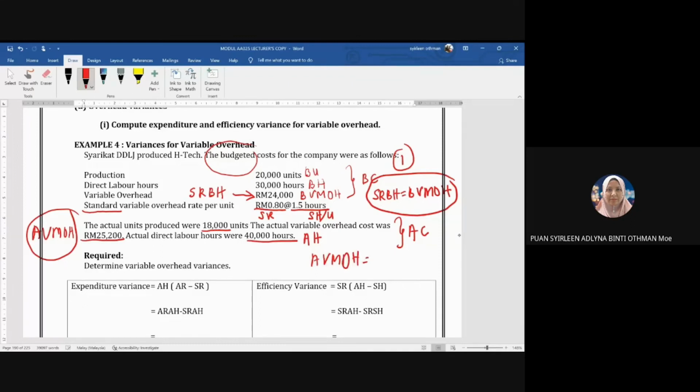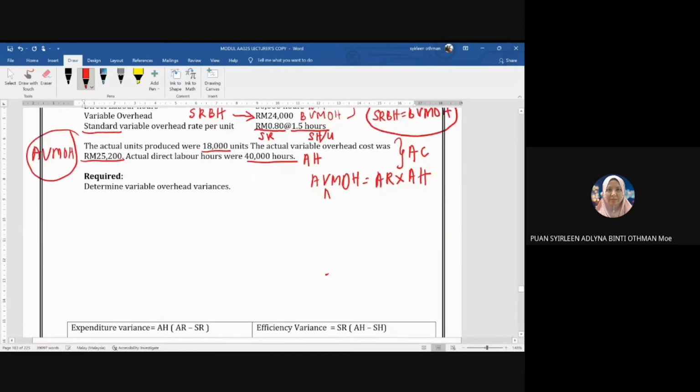Actual VMOH sebenarnya kamu dapat daripada actual rate, sebab dia punya cost driver ialah direct labor hours. So macam mana saya nak dapatkan jumlah variable cost untuk MOH saya? Maksudnya rate satu unit, saya akan darab dengan jam kerja. So, I akan dapat total untuk variable manufacturing overhead. So, my actual variable manufacturing overhead is actually AR multiply dengan actual hours. Okay, so kalau you tengok dekat sini, AVMOH is actually ARAH. Nampak ya? Okay, this is 2.